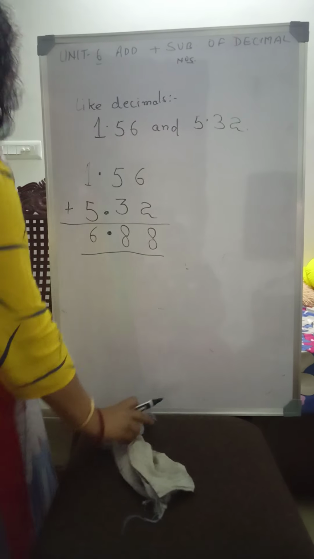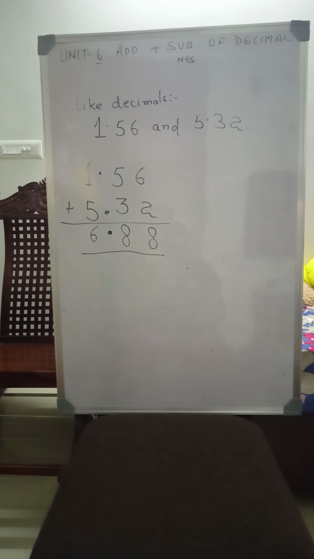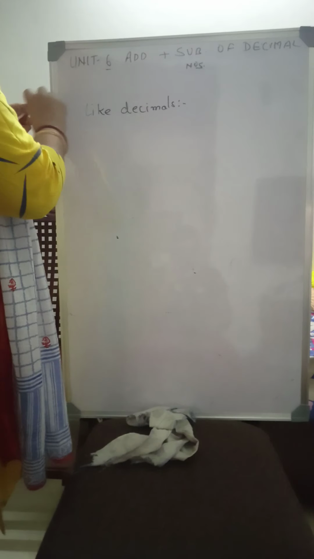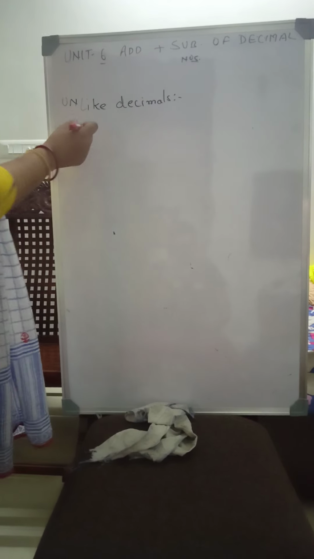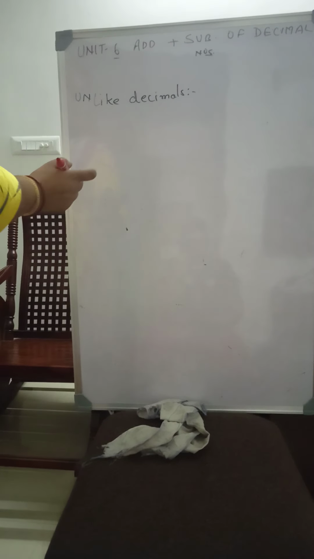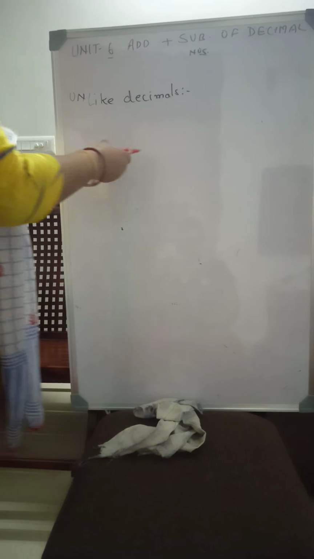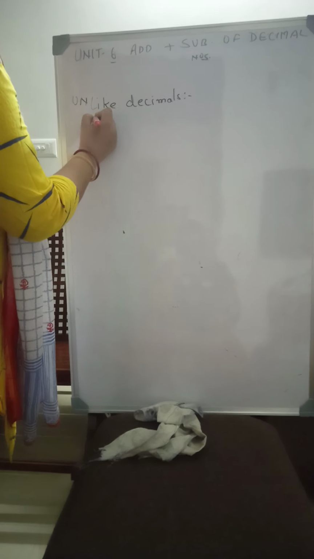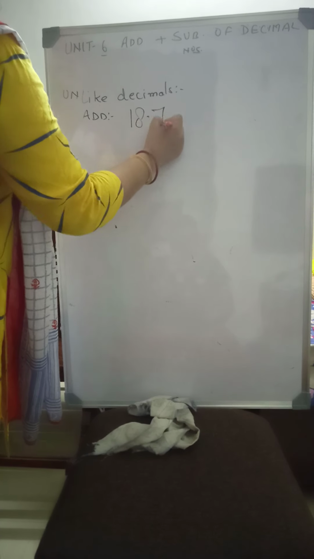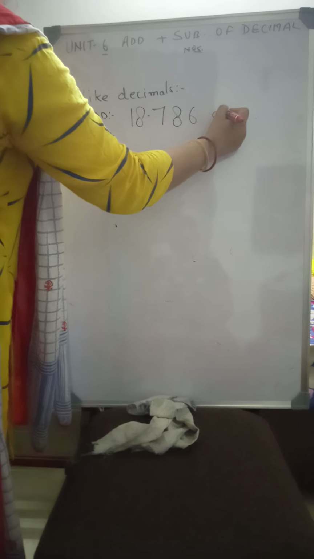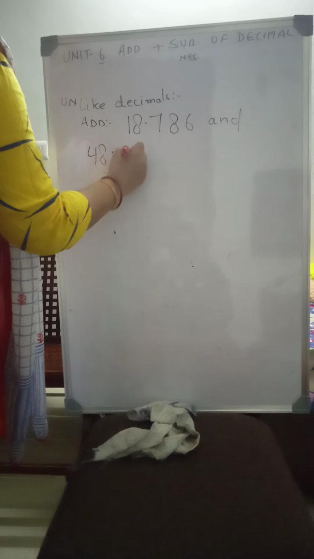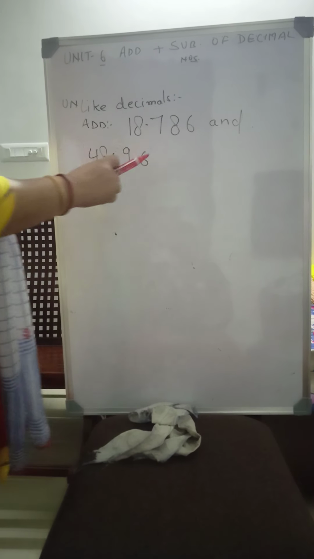Now what will you do in case of unlike decimals? Firstly, what are unlike decimals? Unlike decimals are those decimals which have different decimal places. So let us clarify. Let's add unlike decimals: 18.786 and 48.96. So firstly, what will you do?